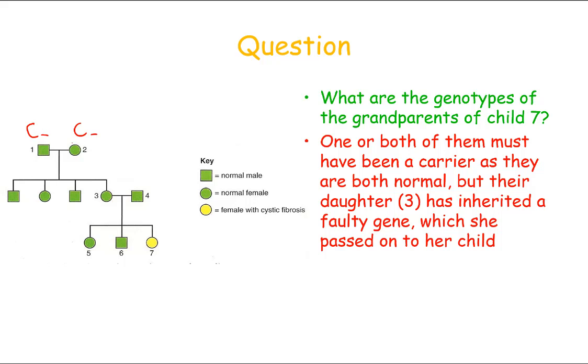Because let's say, for example, the normal male, who's the grandfather, was big C, little c. He passes that little c on to his daughter, who then passes that little c on to her daughter. So the grandmother could be big C, but we're not sure. Okay? All we know is that at least one of them has a little c.